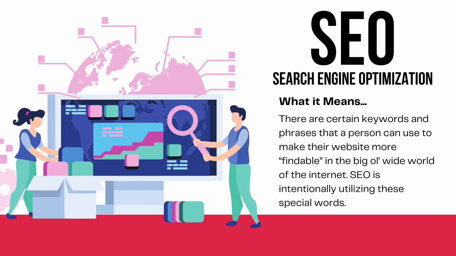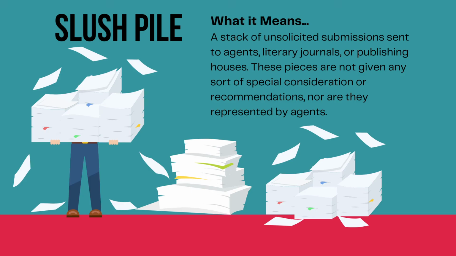SEO. SEO stands for Search Engine Optimization. There are certain keywords and phrases that a person can use to make their website more findable in the big old wide world of the internet. SEO is intentionally utilizing these special words. The slush pile. The slush pile is a stack of unsolicited submissions sent to agents, literary journals, or publishing houses. These pieces are not given any sort of special consideration or recommendations, nor are they represented by agents. It is difficult but not impossible for an author to be discovered in a slush pile.